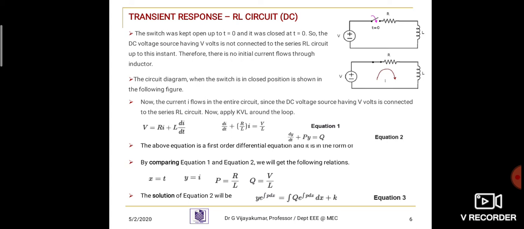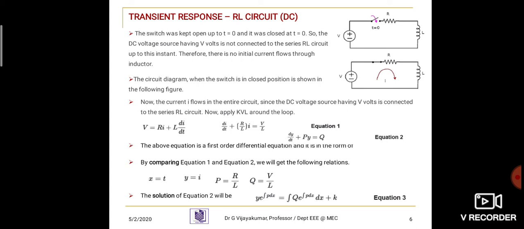For easy representation, I am converting equation 1 into equation 2: dy by dt plus py is equal to q. So it represents either an RL circuit or an RC circuit as a first order differential equation. By comparing the two equations, we get x is equal to t, y is equal to i, p is equal to R by L, q is equal to V by L. For simplicity, I am considering these two equations.